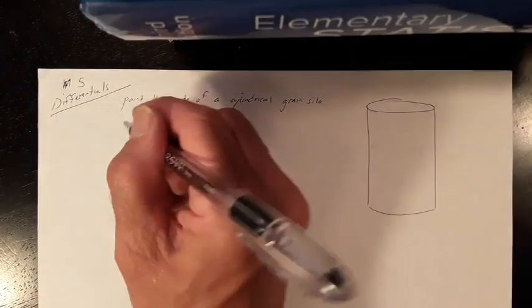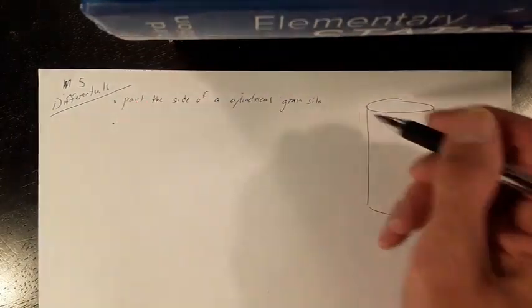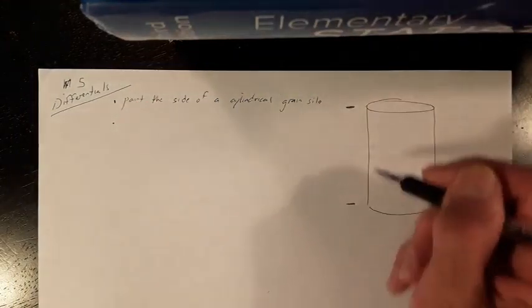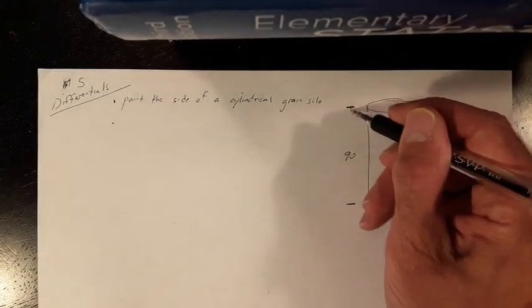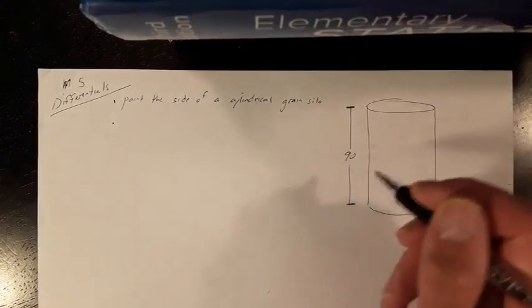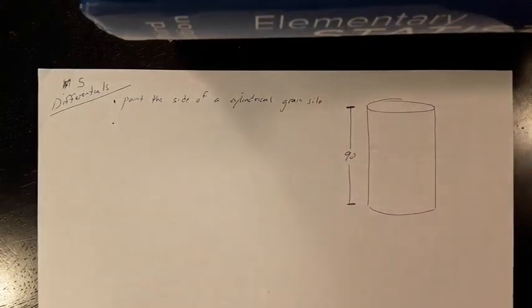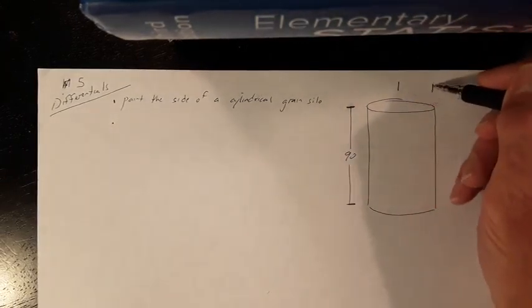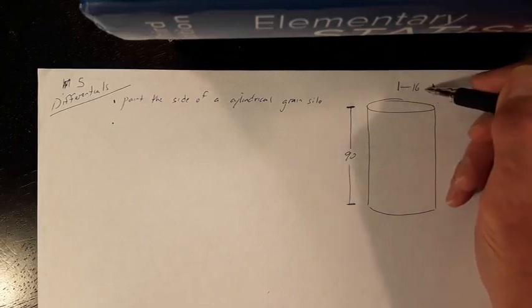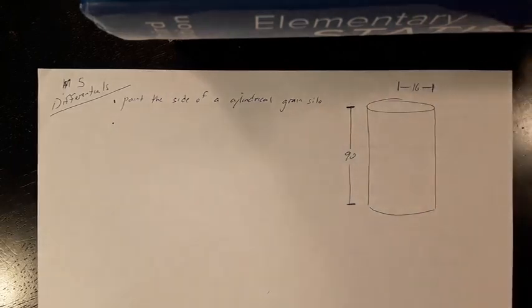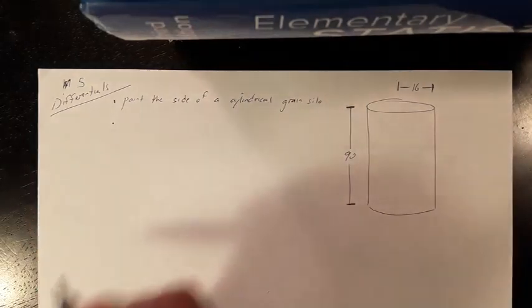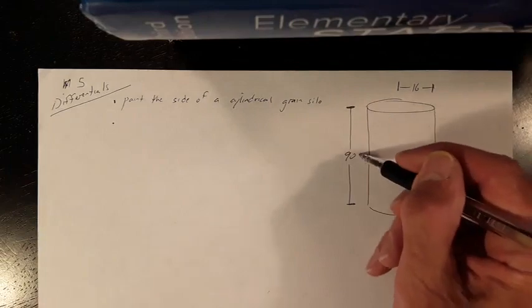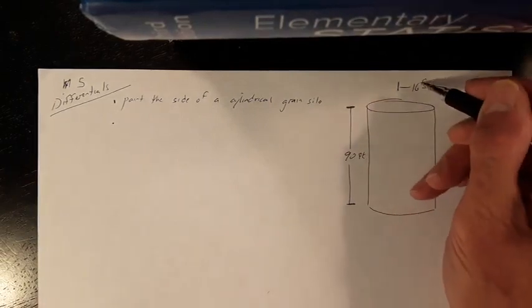The height is 90 feet. Just put it right here. The height is 90. The diameter is 32. Well, if the diameter is 32, then the radius is 16. And the coat of paint is going to be 1/8 inch thick. So by the way, these are all feet. This is 90 feet. This is 16 feet.